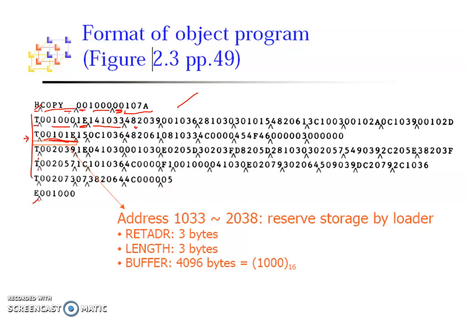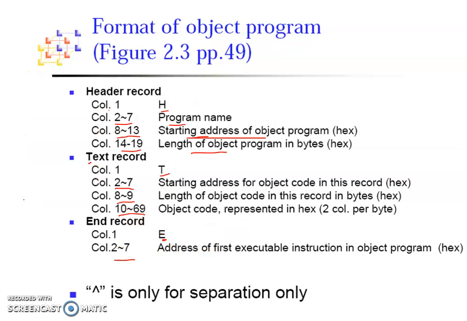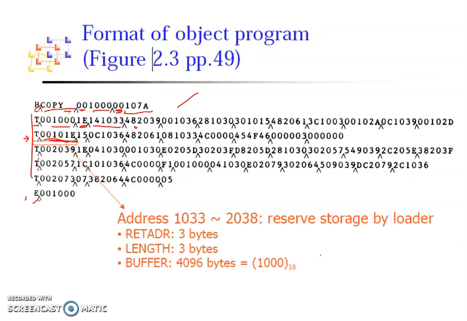For the end record, the syntax is E followed by the starting address of the program, the address of the first executable instruction in the object program, that is 1000. In the intermediate file also you will write the first executable instruction name, that is FIRST. The address allotted to FIRST will be given in the object program.